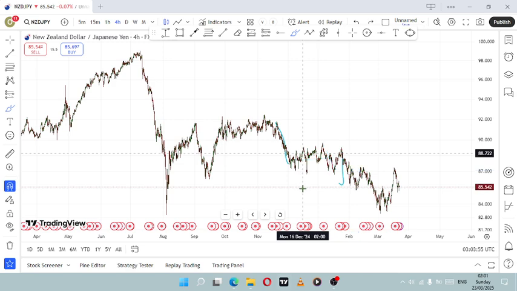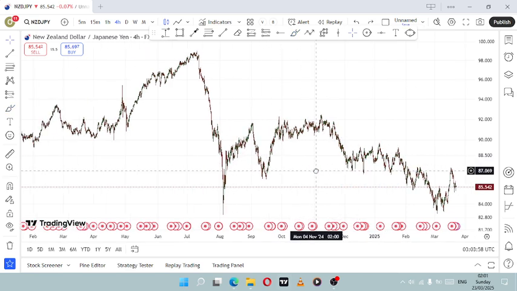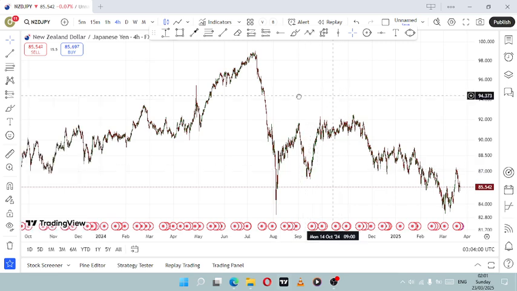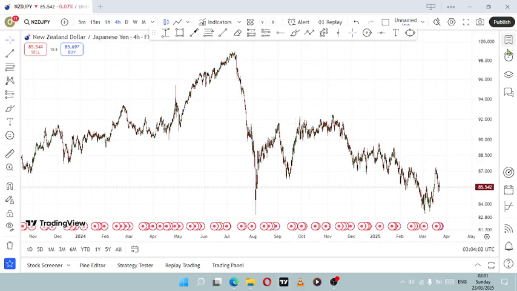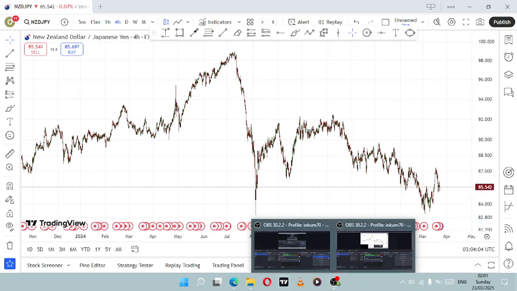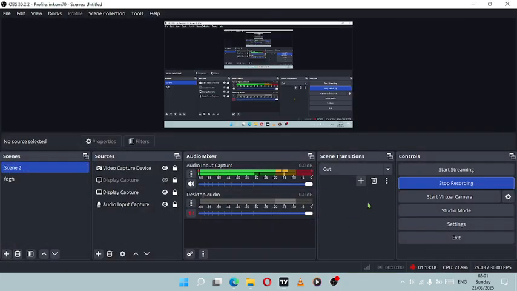So I have an insane advantage over the average player in the market. Yeah, so that will be all for today, and that will be all for tonight.